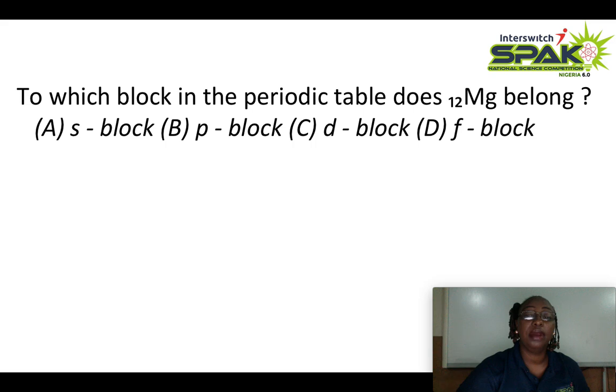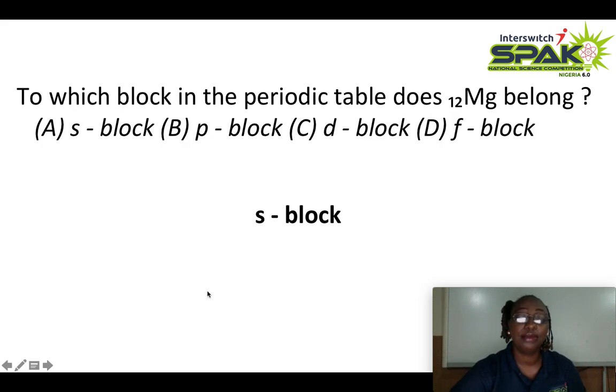To which block in the periodic table does magnesium, atomic number 12, belong? Now we have different blocks. We have the S block, P block, D block, and F block. So which one does magnesium belong to? The answer is P block. Oh, sorry, the answer is S block. Now let's see how we can know which element belongs to a particular block.